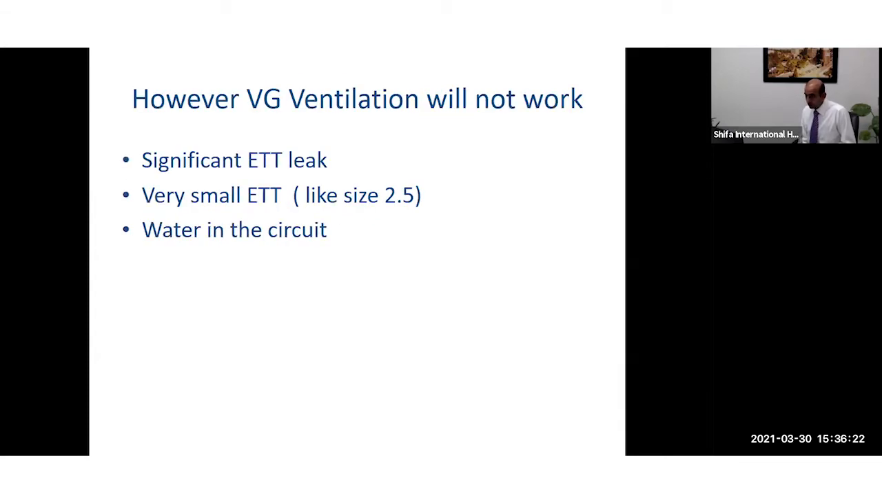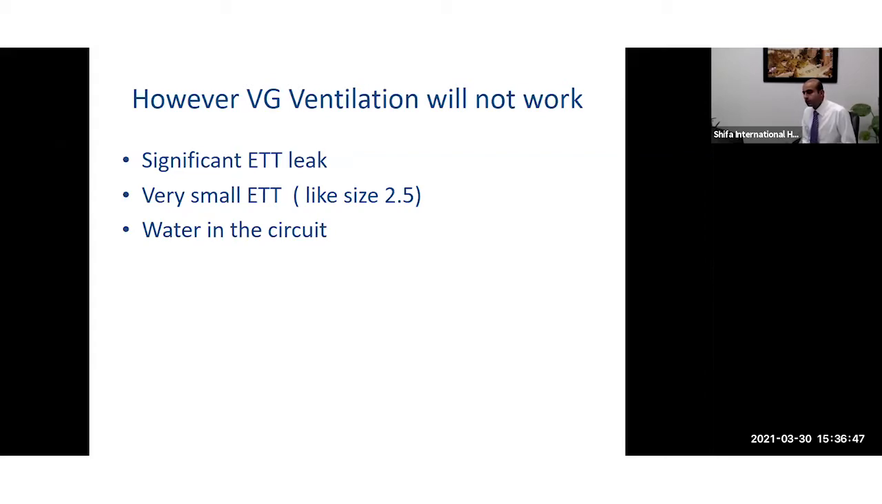However, there are certain conditions where the volume guarantee ventilation will not work. If there's a significant ETT leak for some reason, if the ETT is very small, like for example, if the babies have a very small ETT, sometimes we see that the volume guarantee ventilation doesn't work because the ventilator cannot accurately measure the tidal volume, and if there's water in the circuit. So these are the conditions where we will see that the volume guarantee ventilation will not work.